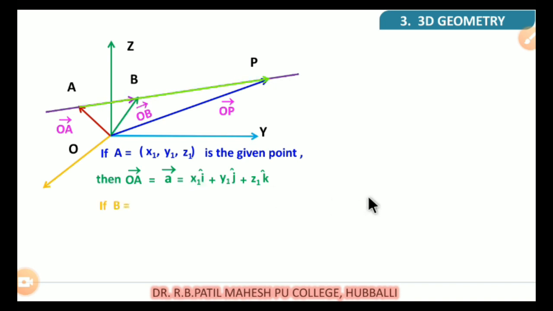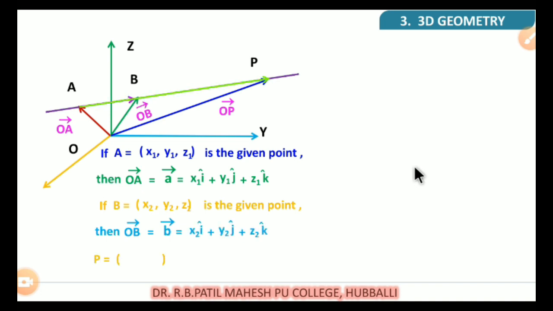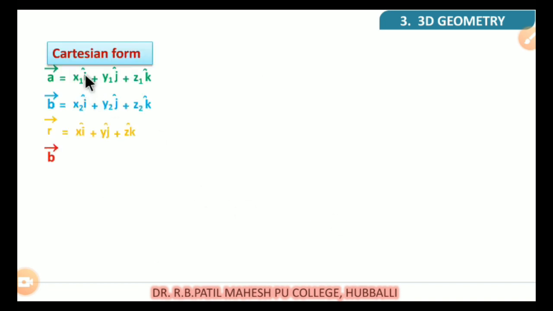If B is the other point which has the coordinates x2, y2, z2, then we can write OB vector is equal to vector b, which is equal to x2i plus y2j plus z2k. Now the point P has the coordinates x, y, z, therefore OP vector is equal to small r vector, which is equal to xi plus yj plus zk.